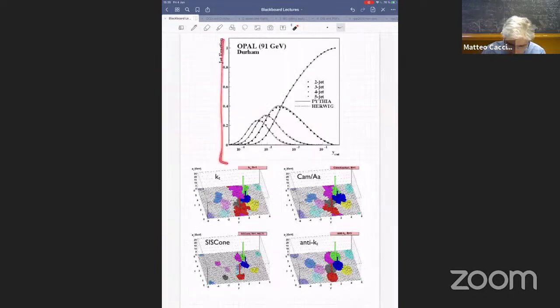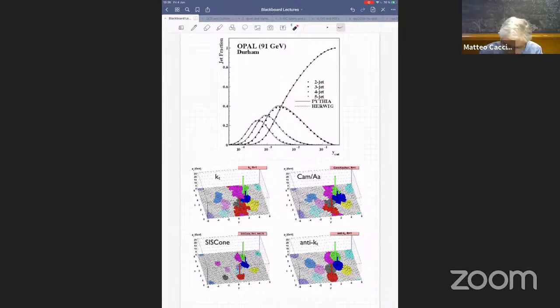And this answers the question of what happens when you change y cut. First of all, this is what happens when you apply the algorithm to a real experimental event, so with many, many particles. The fact that you have many particles means, of course, that you can go beyond three jets. If you have only three particles, at best you can have three jets. But if you have 15 particles in the event, an event like this can have three jets, or even four jets, or you can have even more.